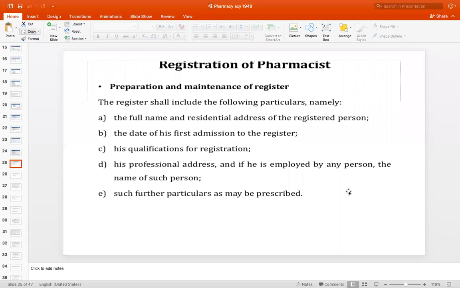His professional address, and if he is employed by any person, the name of such person. My professional address is KLE College of Pharmacy now. So whenever I renew, every year I renew my certificate. Minimum fees will be there, like 300 rupees, 350 rupees. I have to give it and I have to renew it. So when I'm renewing, it will ask my professional address.